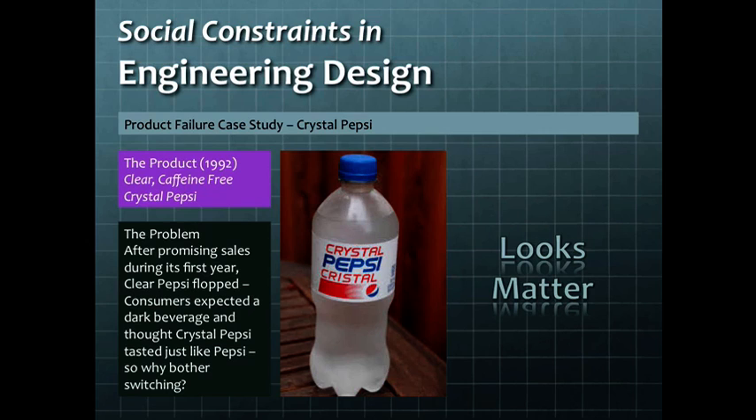Consumers were used to the old look of Pepsi, and even with the caffeine-free feature, wanted the new Pepsi to look like the old. Looks definitely matter, sometimes so much that a product that looks too different can fail to take hold in the marketplace, despite being useful. Unfortunately, the social constraint of how a product or design looks can all too often be overlooked in the design phase.